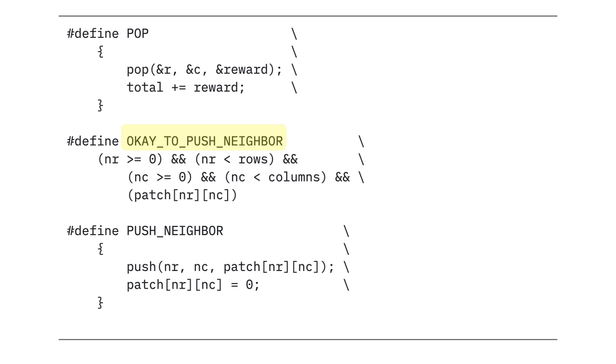OK to push neighbor will check whether a neighboring cell is within bounds and whether it contains a pumpkin, again using variables that will exist in a later context. And push neighbor will push a pumpkin and its position to the stack if appropriate and remove the pumpkin from the patch.